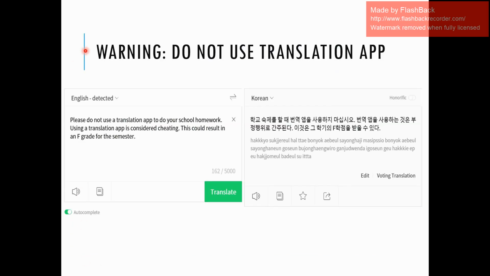All right, please remember, do not use a translation app during your discussion workbook writing time. I know that is very tempting and very common, but please try to do your best to learn English and use English. So please don't use the translation app to do your school homework. Using the translation app is considered cheating. This could result in an F grade for the semester. So just please be aware of that. Thank you.